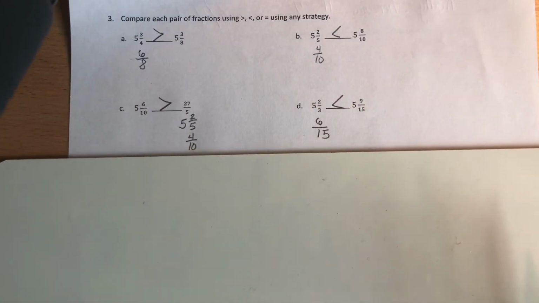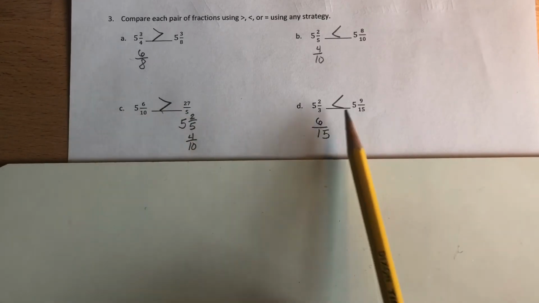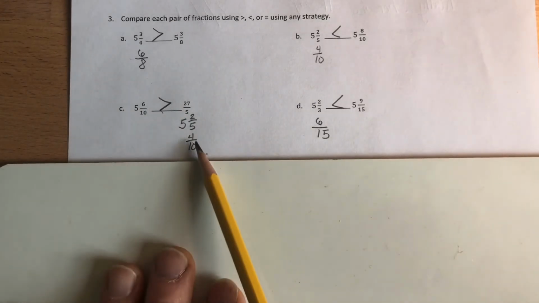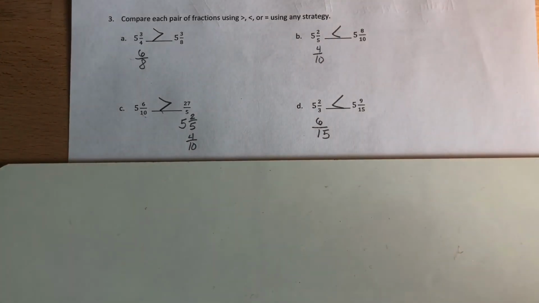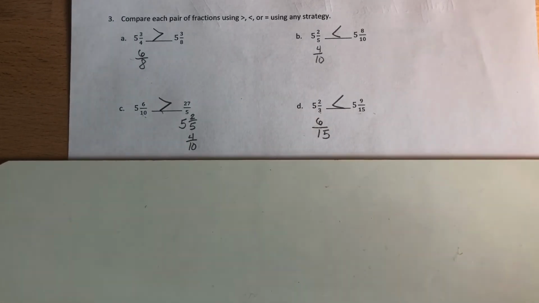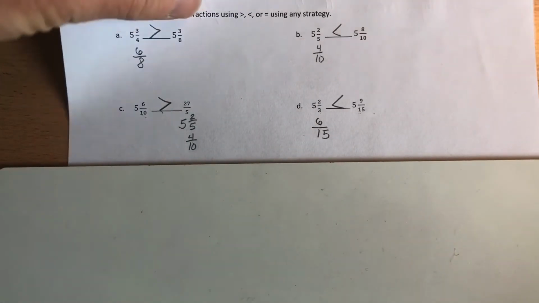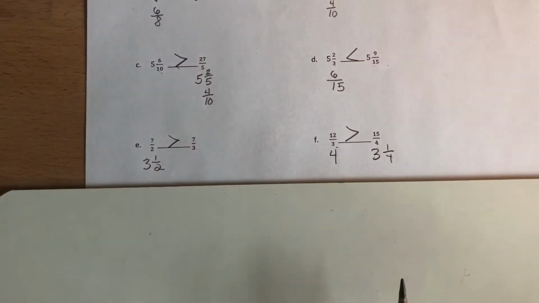Okay, C and D. All right, same thing. I got greater than here, and I got less than here. And you can tell what I did. I got common denominators to figure out which fraction was greater. See, 15ths and 15ths. I can tell when those denominators are related because I know my multiplication facts really well. All right, down here, good.